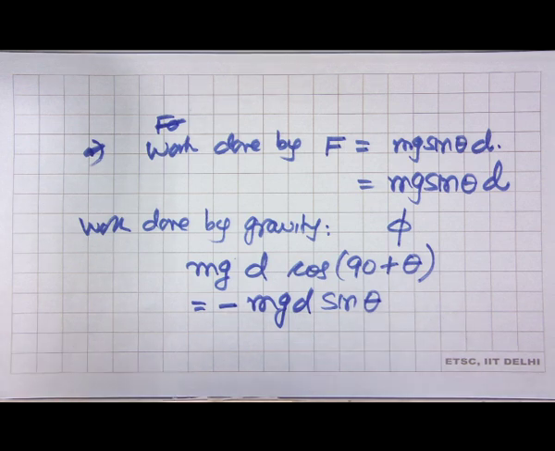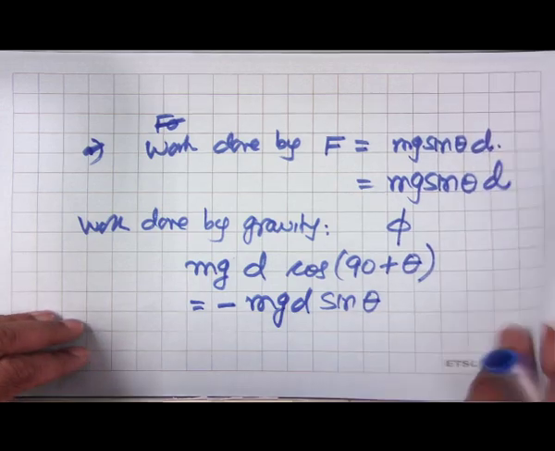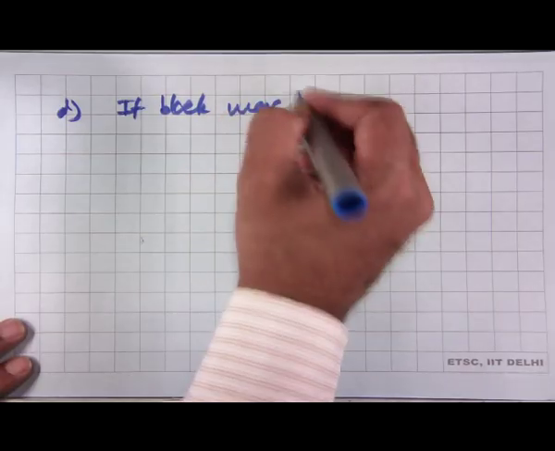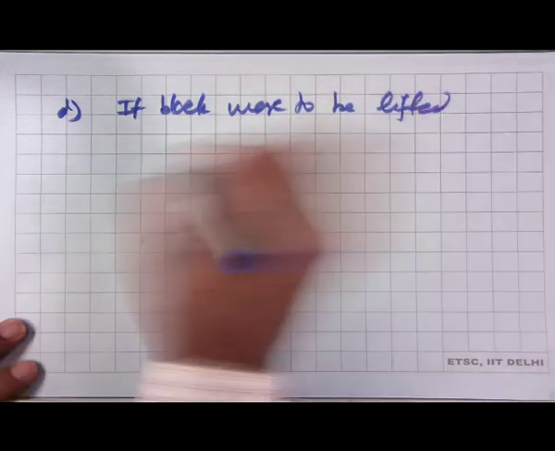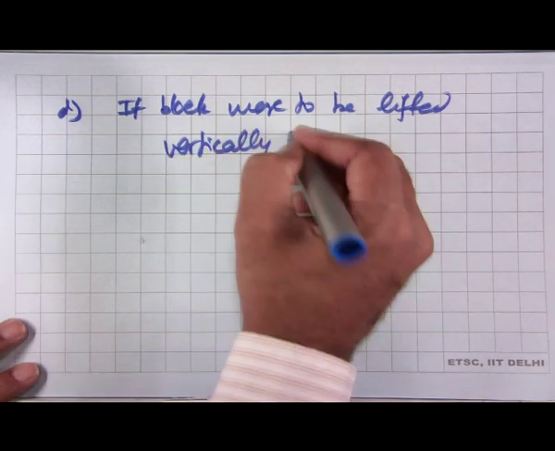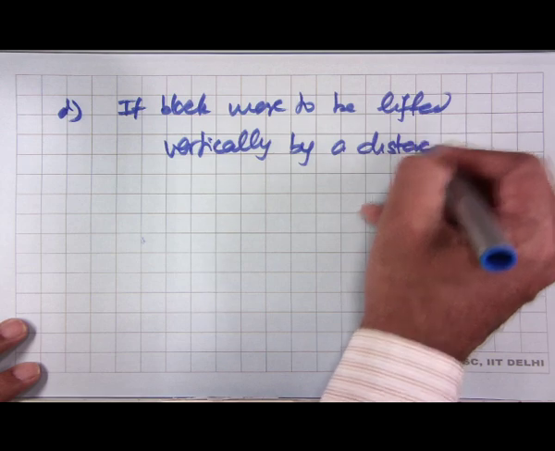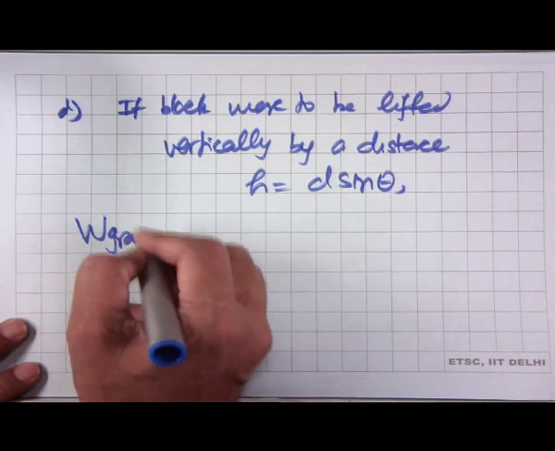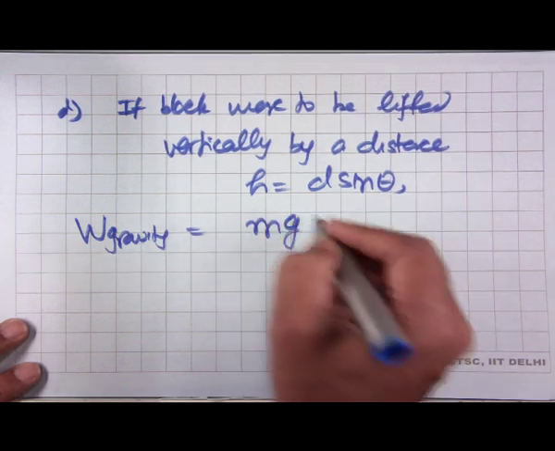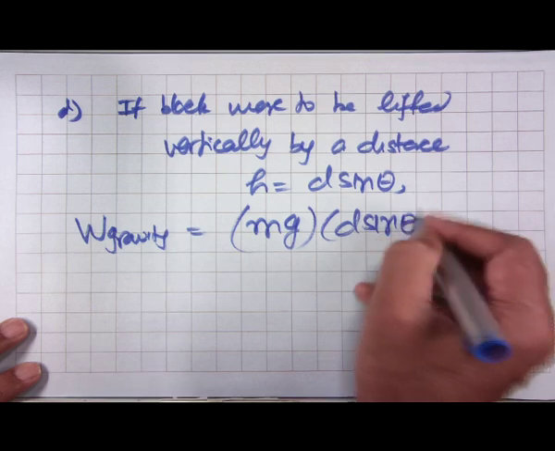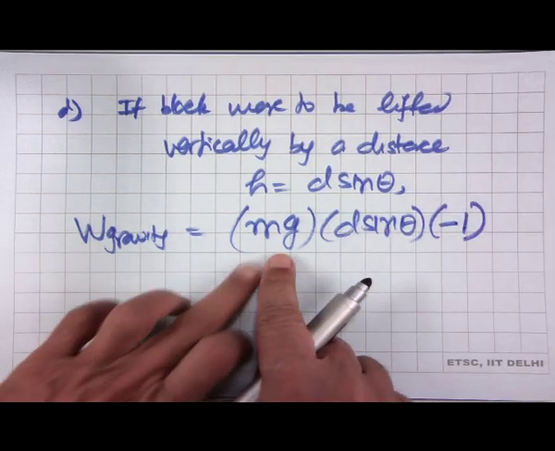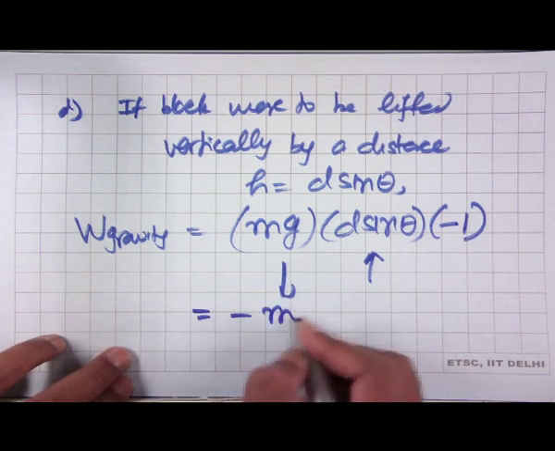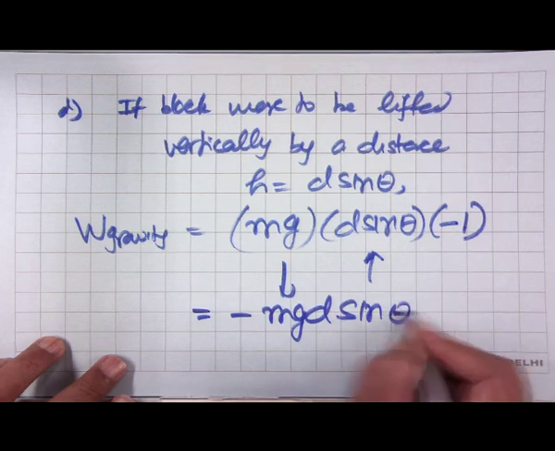And if we look at the last part, that is, if the block were to be lifted vertically up by a distance h is equal to d sin theta, then the work done by gravity would have been equal to mg multiplied by d sin theta, and because it is being lifted upwards, mg is in the downward direction, this would be upwards. So, we would get minus 1. So, this would be again equal to minus mg times d times sin theta.